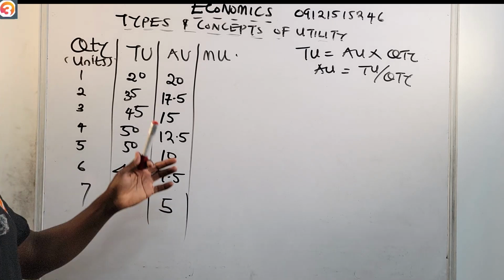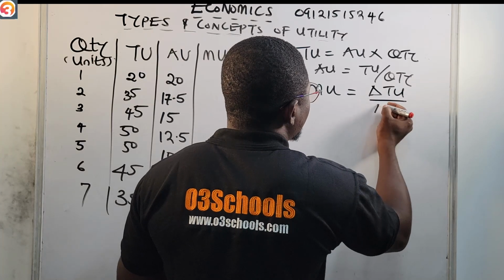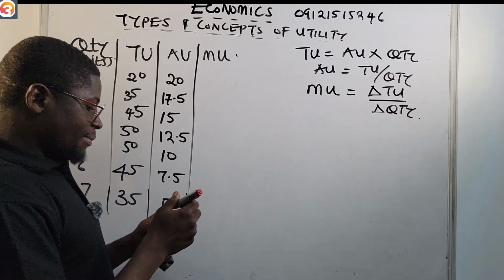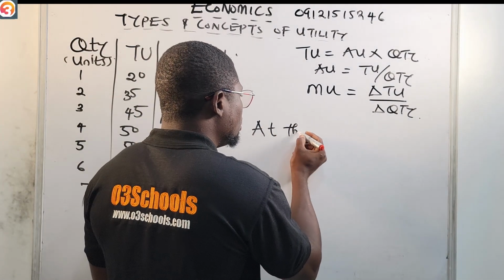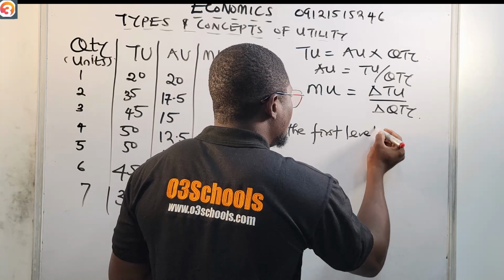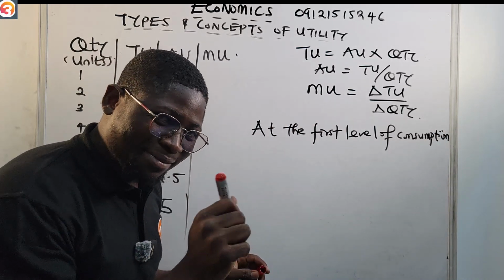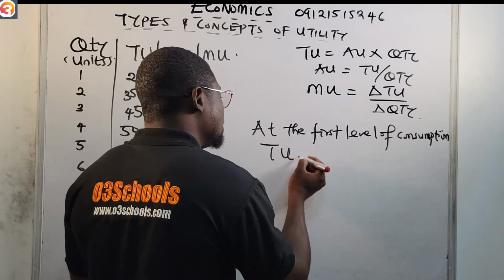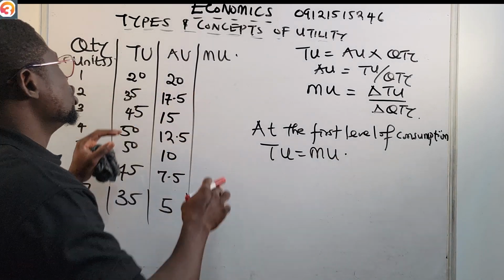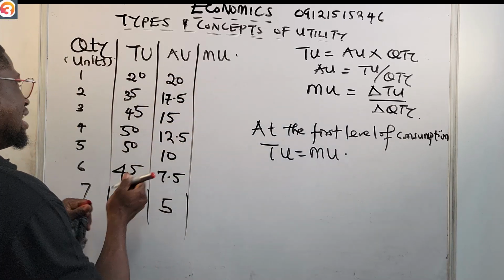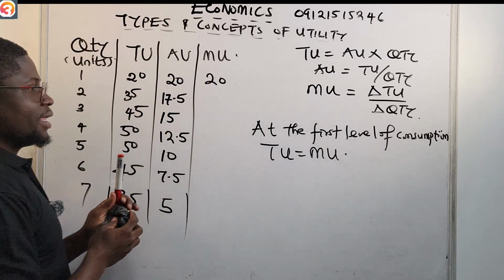Now, for marginal utility, it's different. Marginal utility is the change in total utility over the change in quantity. But please take note that at the first level of consumption, total utility is equal to marginal utility. If total utility is 20, marginal utility will be 20.